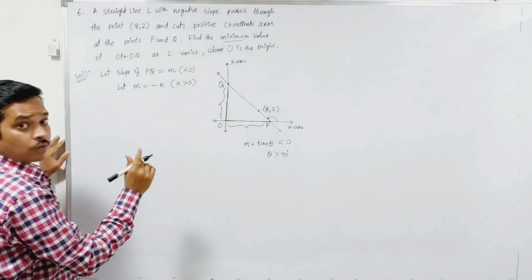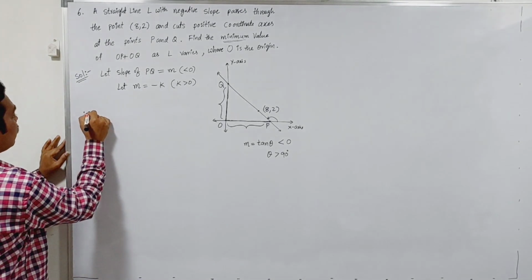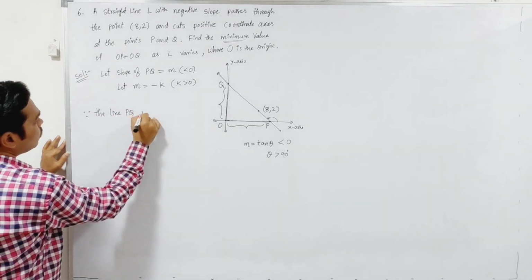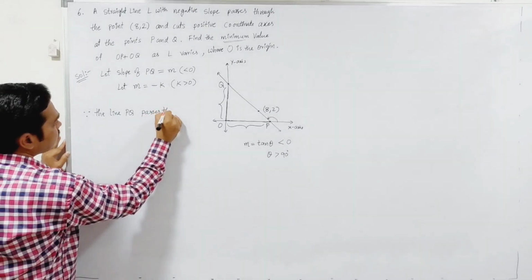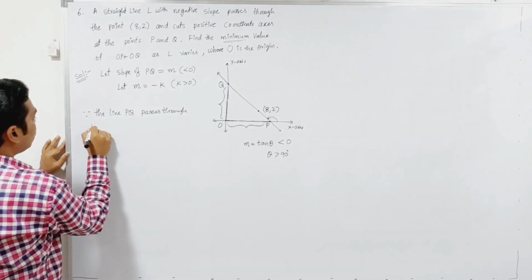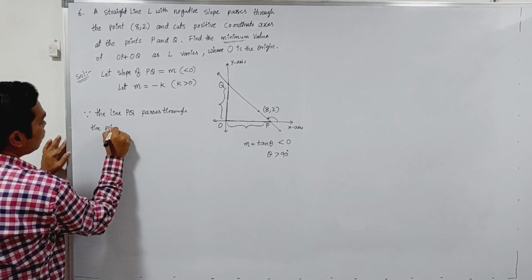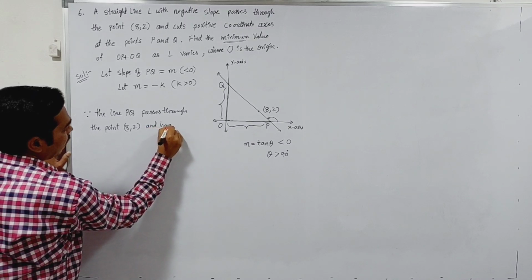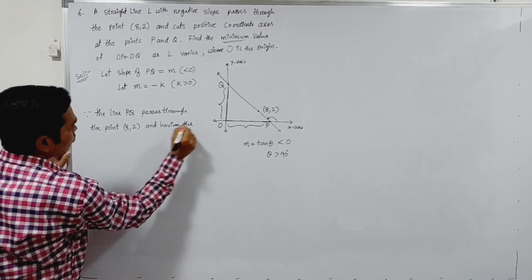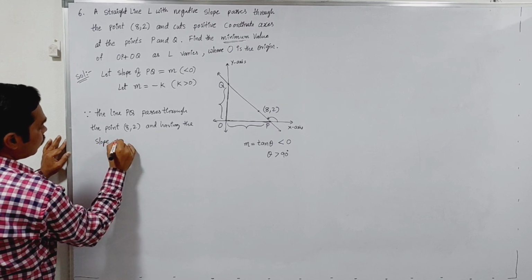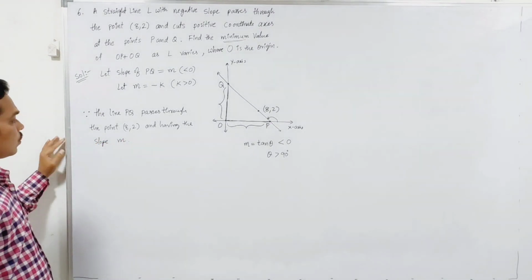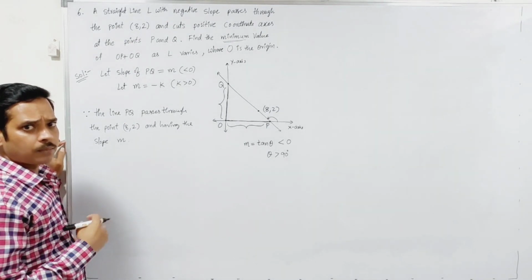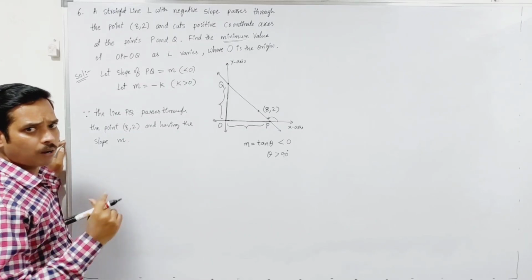Now find out the equation of PQ. Already given in the problem, the line PQ passes through the point (8, 2) and has the slope m. If you know one point and slope, how do you find the equation of a line? By using the slope point form of a straight line.